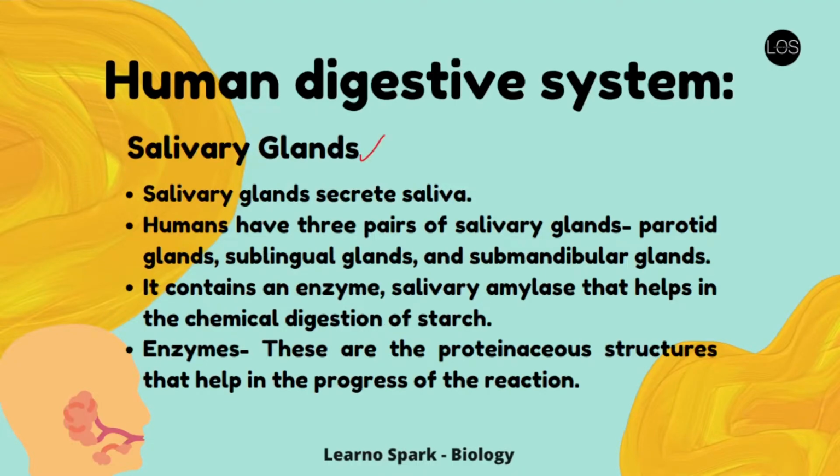Let's talk about salivary glands. Salivary glands are responsible to secrete saliva. Humans have three pair of salivary glands, that is parotid gland, sublingual gland and submandibular glands. And all these glands are responsible to secrete saliva that contain an enzyme known as salivary amylase. This salivary amylase helps in the chemical digestion or enzymatic digestion of starch. So the digestion of starch starts in mouth only.